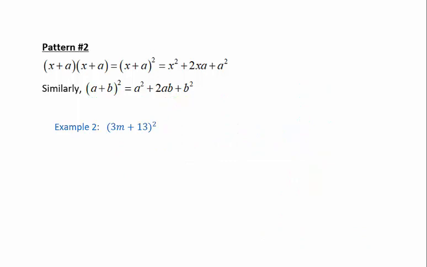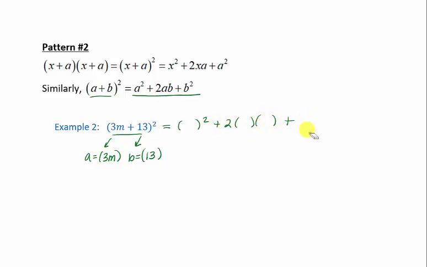Here's the second example we're going to look at, and this one's a little bit more complex. Again, we're going to verify that our example looks like the pattern, a binomial squared, and it is. It's 3m plus 13 quantity squared. So in our example, our a is going to be 3m, and our b is going to be 13. And when we follow this pattern, which is what the result is every time we square a binomial, we're going to take our a squared plus 2ab plus b squared, and we're going to plug in those expressions. So I'm going to have a 3m here, a 3m and a 13 here, and a 13 squared here.